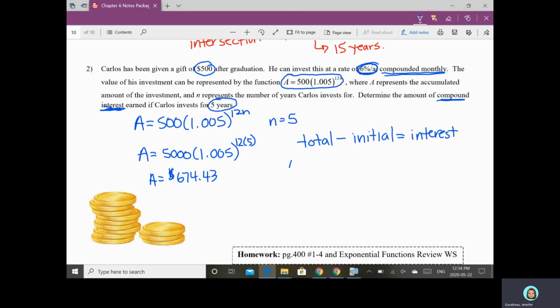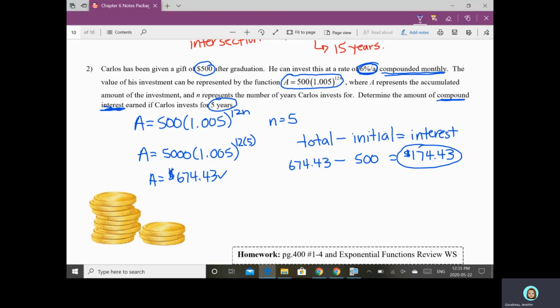So we're going to take the $674.43. We're going to subtract the initial $500 that he invested. That means the amount of interest that he earned was $174.43. So really read the question carefully. If this was just asking for the accumulated amount, we would be done here. But because it's asking us for the interest, we need to do that extra calculation.